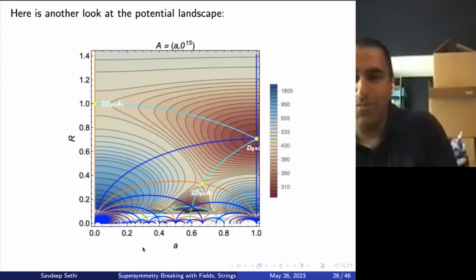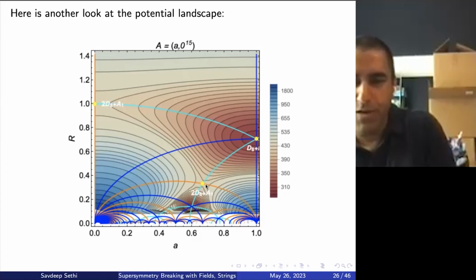So here's another look at this potential landscape. It's too large to depict. There's too many parameters to depict. So we'll just turn on one Wilson line modulus, A, and set the others to 0, and then tune the radius. Here, hiding in the corner, or here manifestly, is the point SO16 cross SO16 cross SU2.